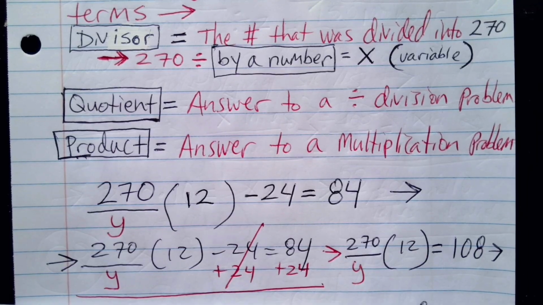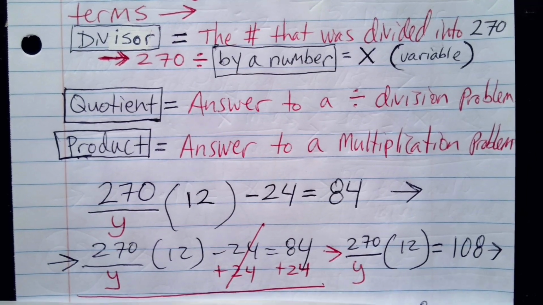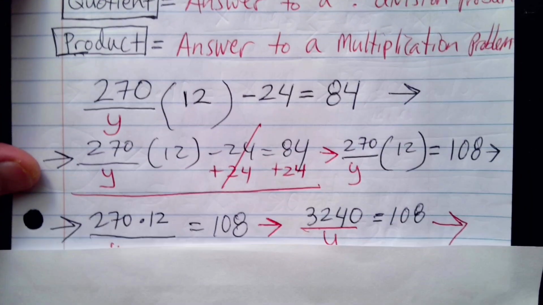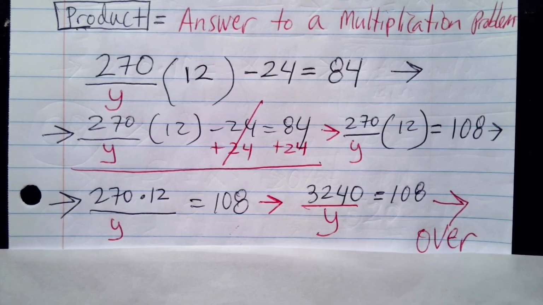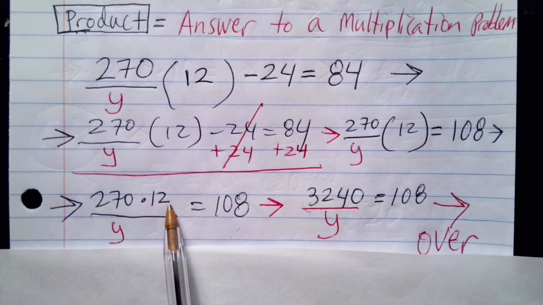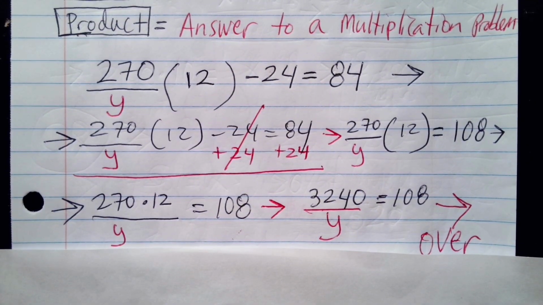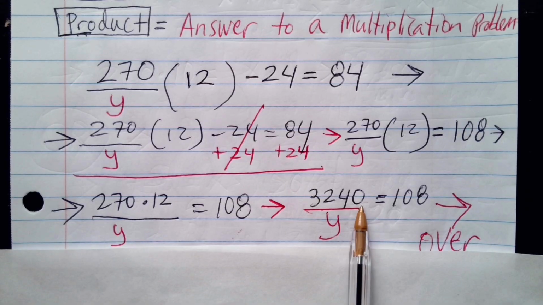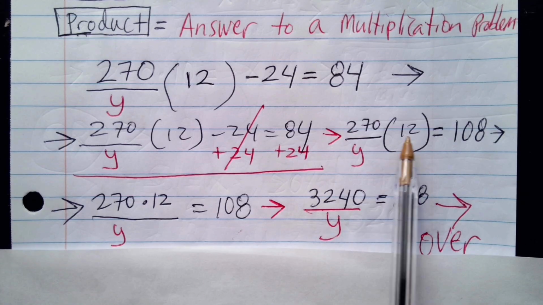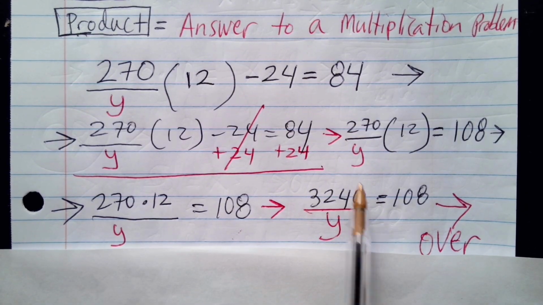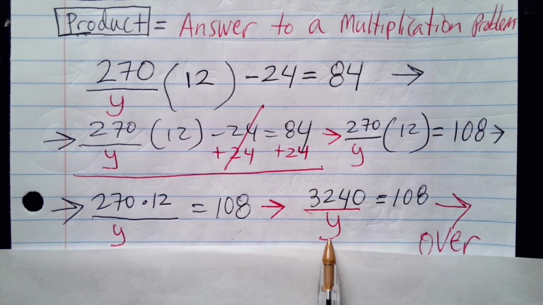12 times 270 gives you 3,240 over y equals 108. So all I did was multiply these two values here to get 3,240 divided by y. Now I'm one step away from solving the equation.